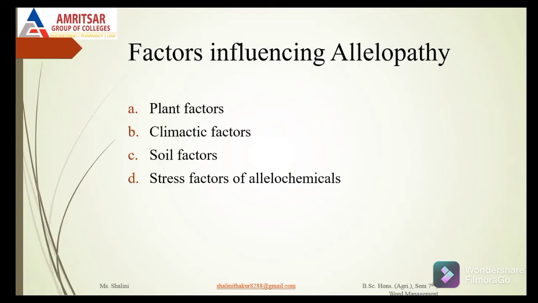The fourth one is the stress factor of allelochemicals. Eucalyptus is one example of that. It causes stress to other crop plants also. So it releases allelochemicals which show an adverse effect on other plants.